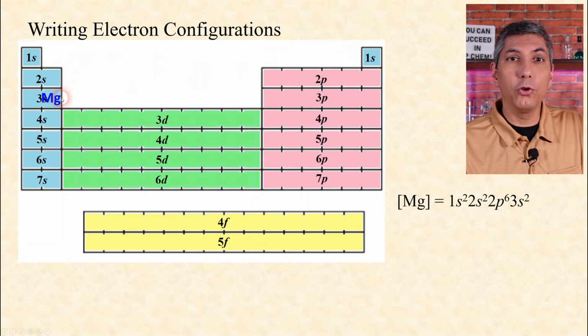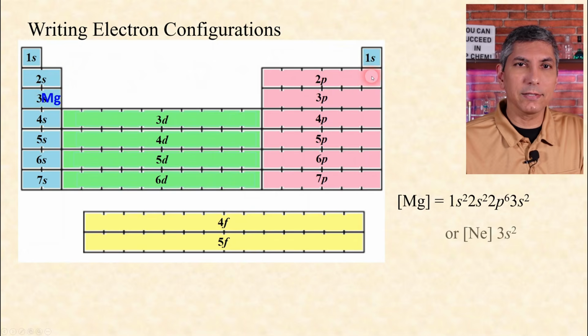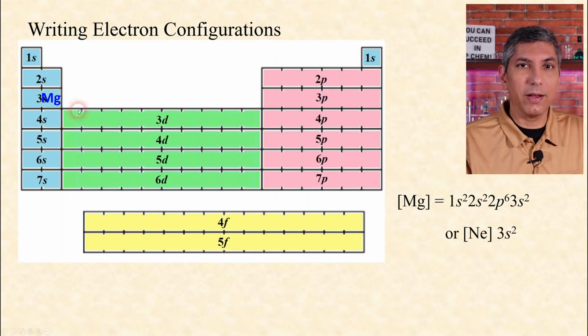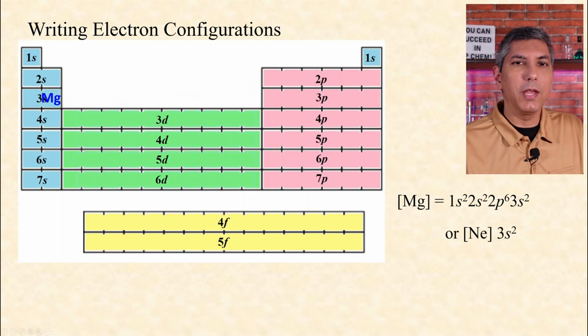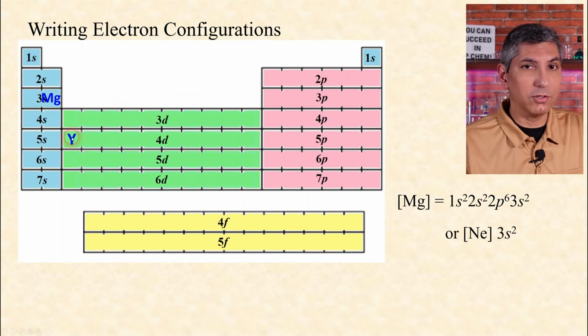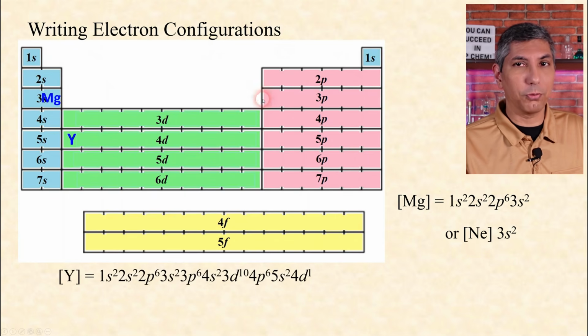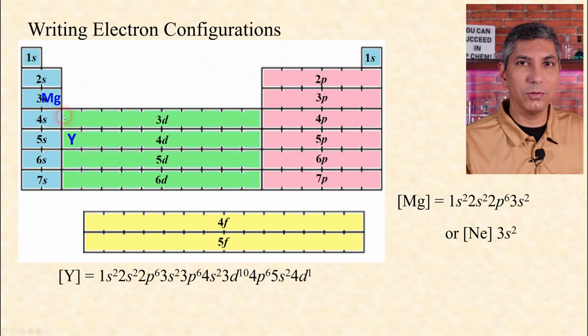You can also write the noble gas abbreviation. We just back up to the previous noble gas, which is neon, and pick up from there, 3s2. If we have one that's a bit longer, like yttrium, we can see where that one's located, and as we always do, we start at the beginning. 1s2, 2s2, 2p6, 3s2, 3p6, 4s2, 3d10, 10 boxes in that section, 4p6, 5s2, and 4d1.